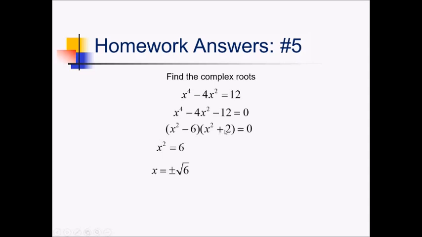And then over here, I see that x squared could also have a value of negative 2. Square rooting both sides of this, we end up with x equals plus or minus i radical 2, because you have that negative inside the radical.